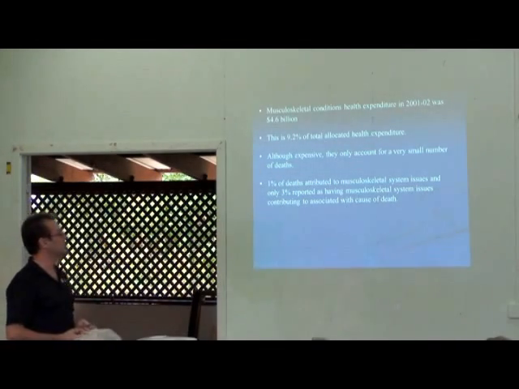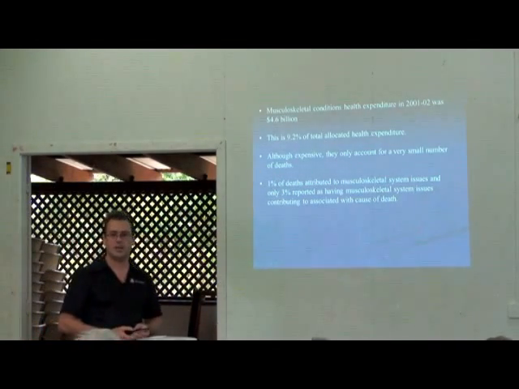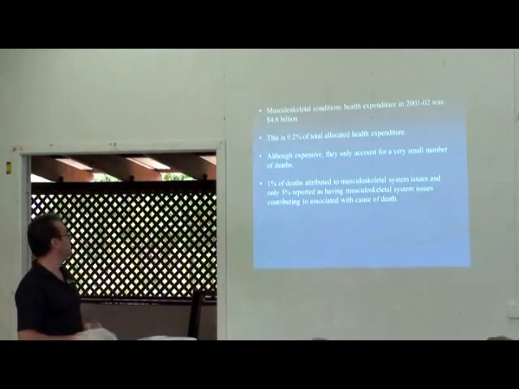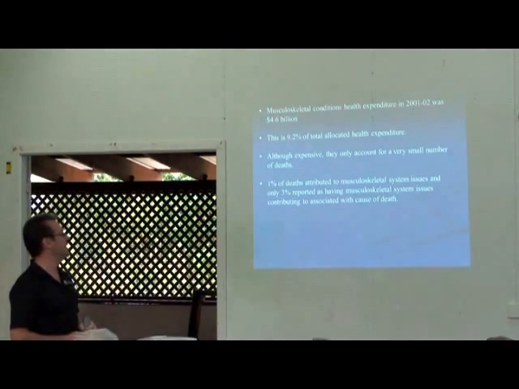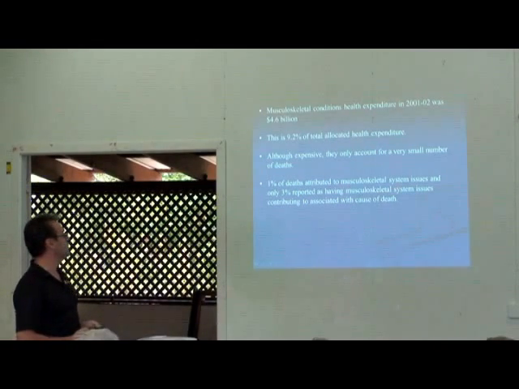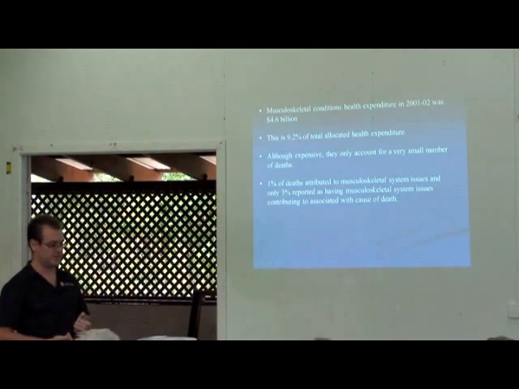In 2001, 2002, most of these stats came off the ABS site. So if you're looking for any reinforcement of these stats, go for a search. $4.6 billion annually was spent in 2001, 2002 on musculoskeletal complaints, which is 9.6% of our total health expenditure.